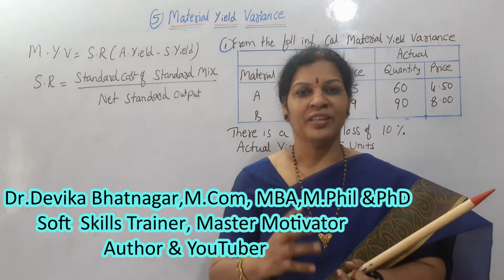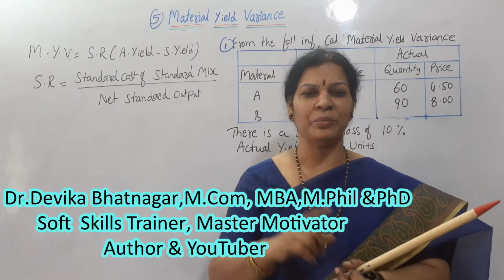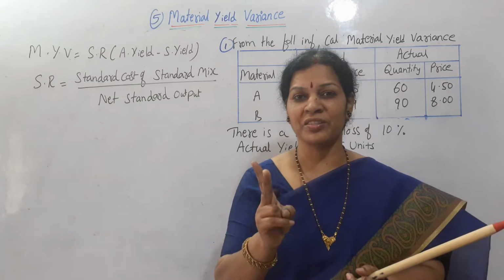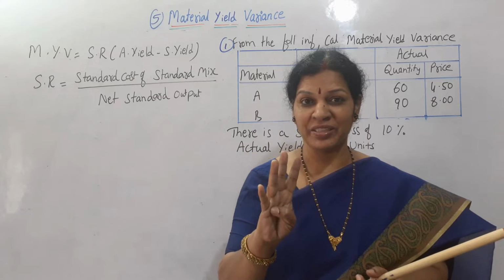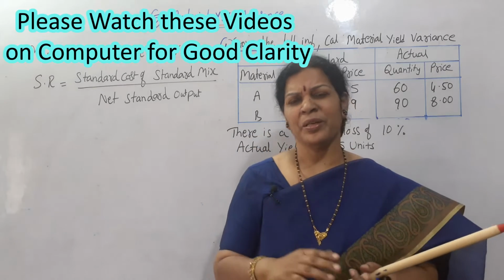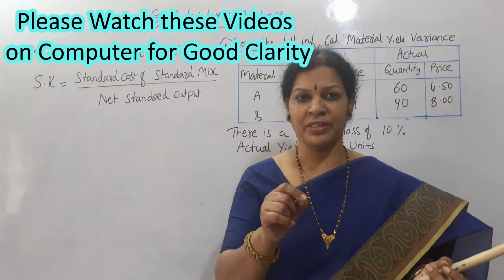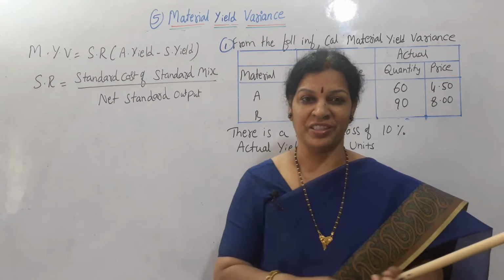Today we'll see the last variance of material variance. We have seen material price, material cost, material usage, material mix. Now the last one is material yield variance. Material yield variance is a sub-variance of material usage variance.